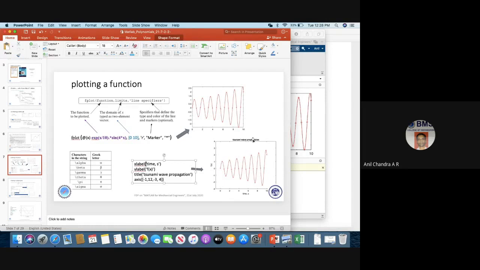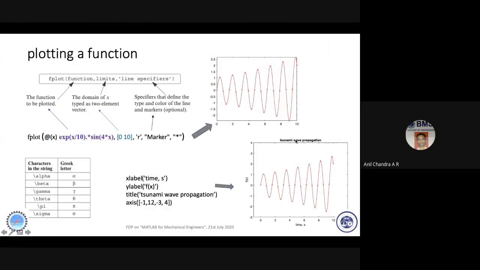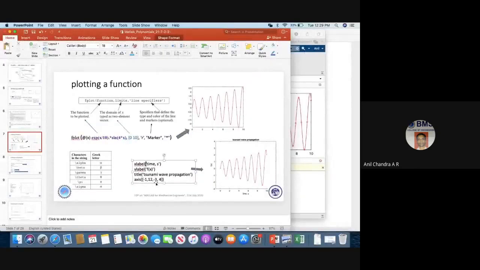And you want to have a title for the plot, right? When you want to have a title for the plot, you write title and it should be in single quotes. Now you may want to define the limits of the axis. So I've defined here -1 to 12 and -3 to 4. That is done by using the command axis, -1, comma 12, -3, 4. So it's easy. Just copy paste this command. Go here.